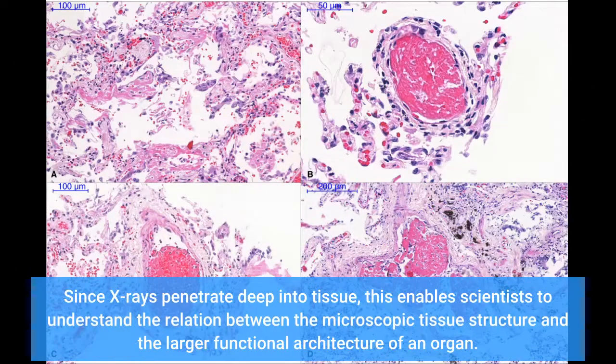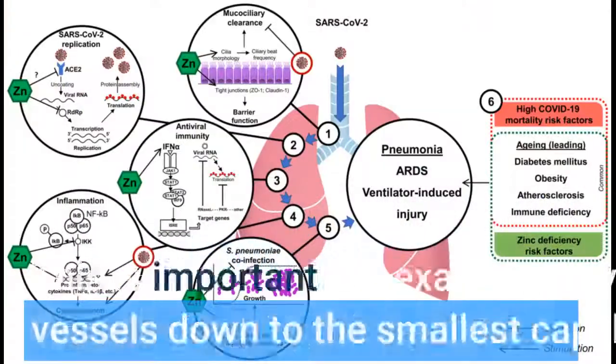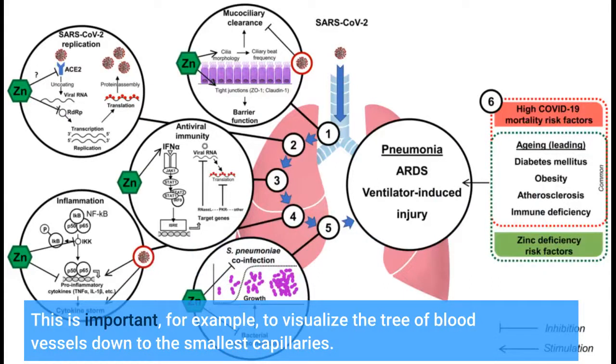Since X-rays penetrate deep into tissue, this enables scientists to understand the relation between the microscopic tissue structure and the larger functional architecture of an organ. This is important, for example, to visualize the tree of blood vessels down to the smallest capillaries.